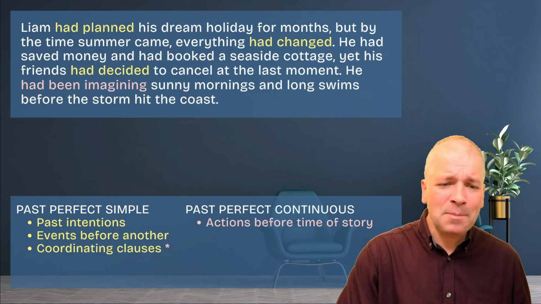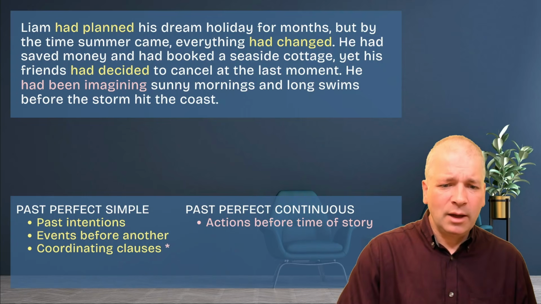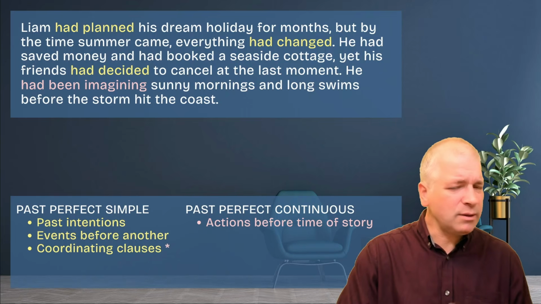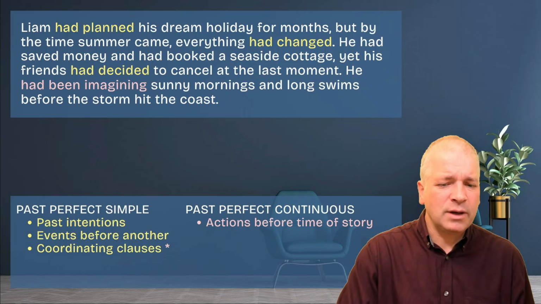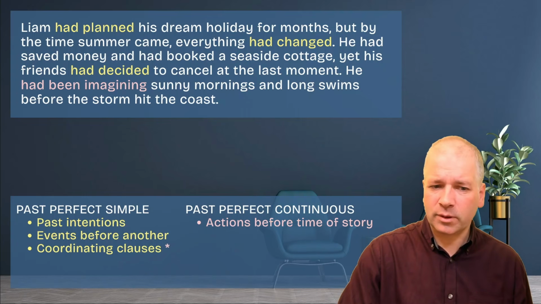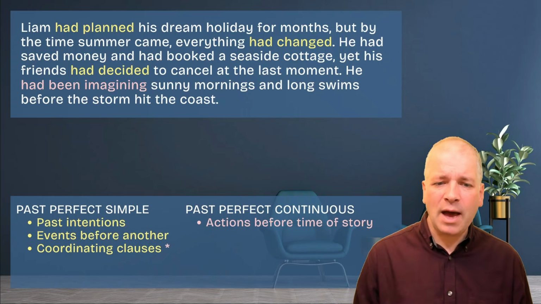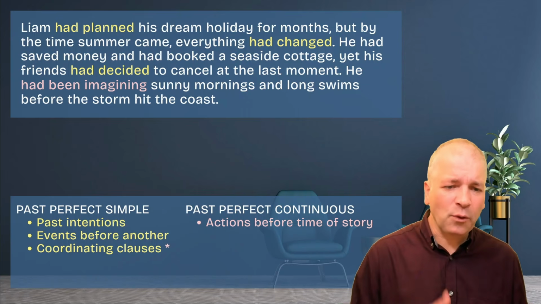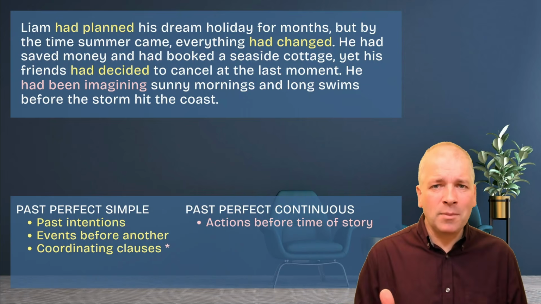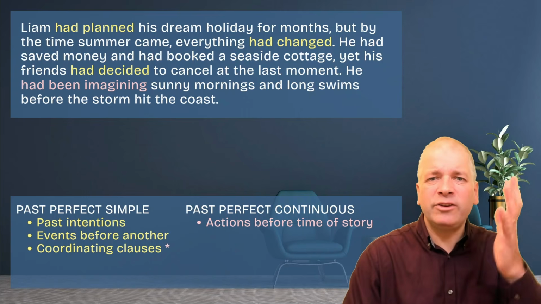He had been imagining sunny mornings and long swims before the storm hit the coast. So now we're using the past perfect continuous. And this is simply to emphasize that it's an action before the time of the story. So this is something that he was doing before the storm hit the coast, imagining, not in one moment, but ongoing, like an activity in his mind.